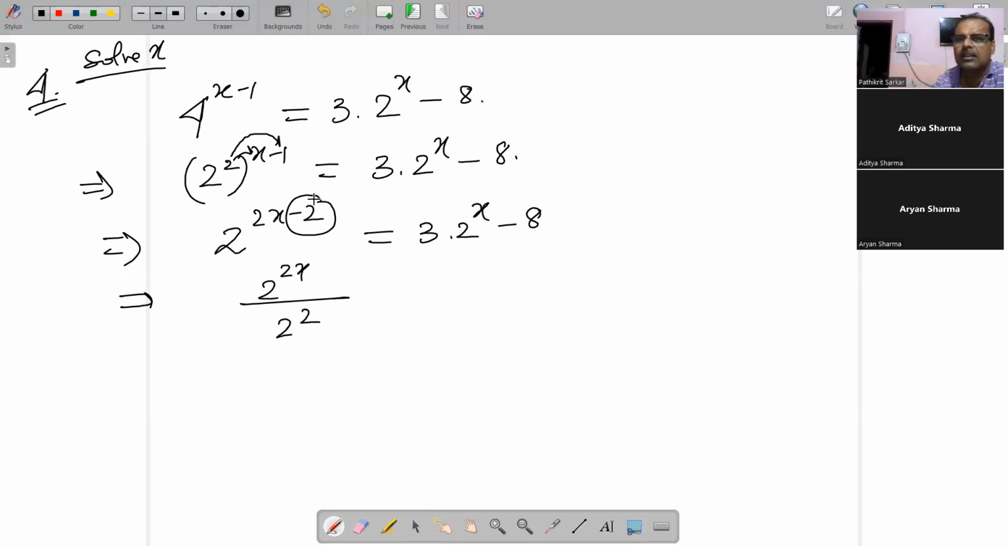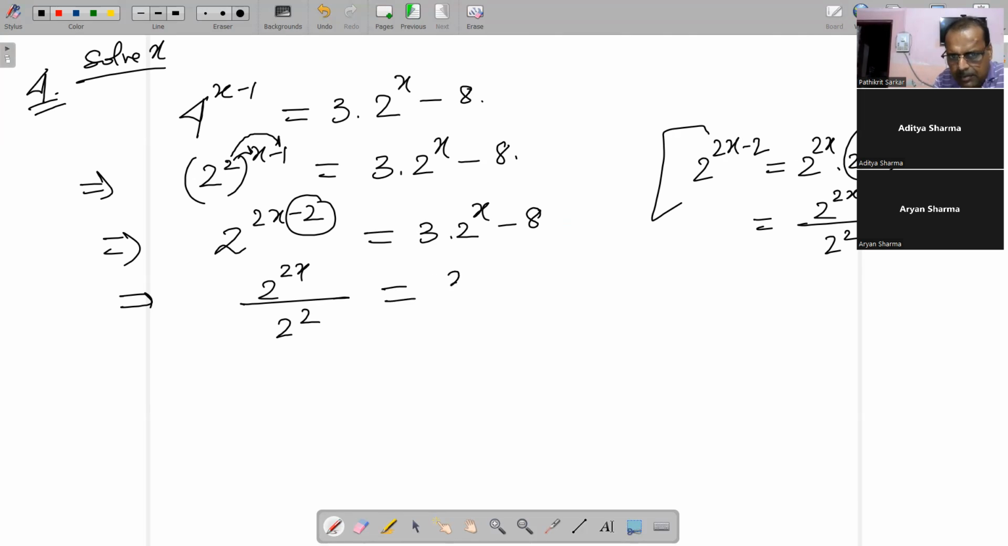एक्चुअली क्या होता है, इसको अगर ब्रेक देखा जाए सो 2 to the power 2x minus 2 को हम कैसे ब्रेक करते हैं सर, इससे ब्रेक करते हैं 2 to the power 2x into 2 to the power minus 2. और ये 2 to the power minus 2 जो है इसको हम नीचे लेके आते हैं, that is 2 to the power 2x by 2 square. तो इसी हिसाब से हम करते हैं. Then it comes down to 3 into 2 to the power x minus 8.